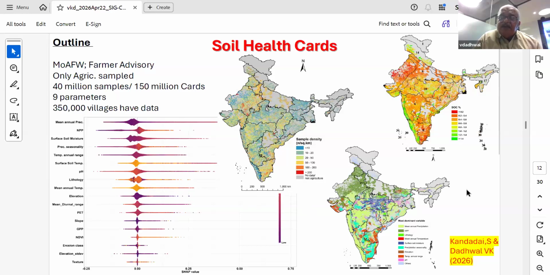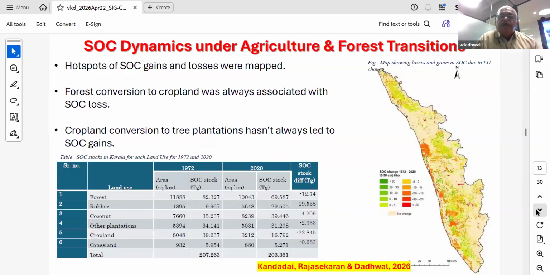So this intelligence and this understanding then allows you to really work towards the technologies and the factors which will enhance the soil organic carbon in agriculture. So this is how the process goes.